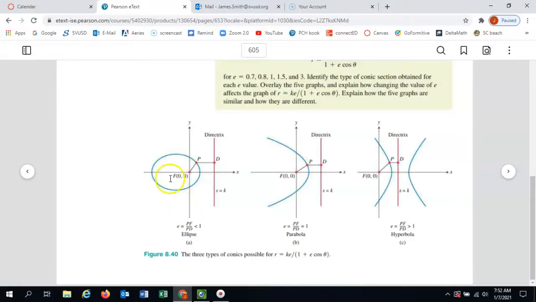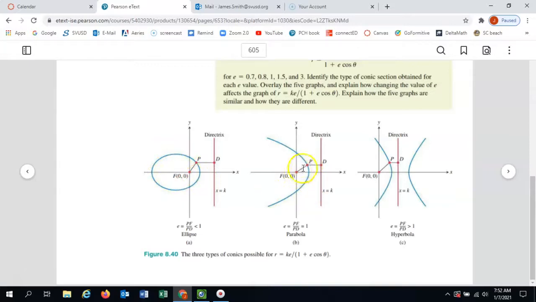So again, I really like these diagrams because it gives you a good visual of how we determine which shape we are looking at. So if this is my focus and this is my directrix, you can see the point on the graph on this one is closer to the focus than it is to the directrix. And so when that happens, we know we're looking at the ellipse.